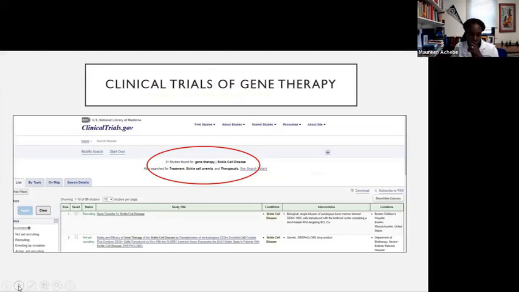Yesterday, I went to clinicaltrials.gov and put in 2 terms, sickle cell disease and gene therapy. It pulled up 31 studies, of which 8 were really gene therapy trials in sickle cell disease that are enrolling patients. So we're making some way with gene therapy in sickle cell disease.